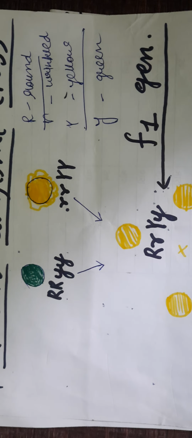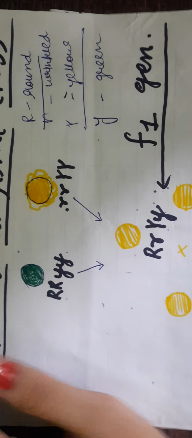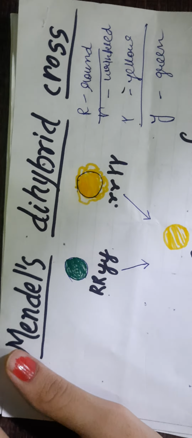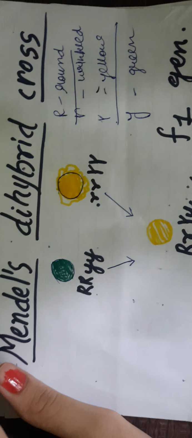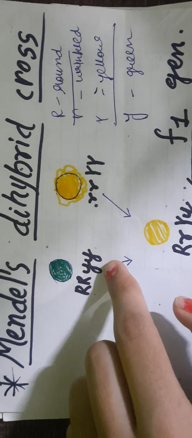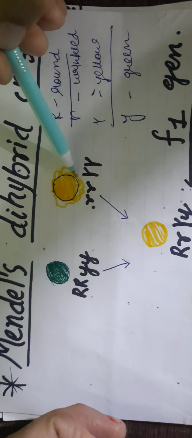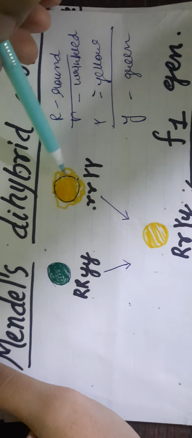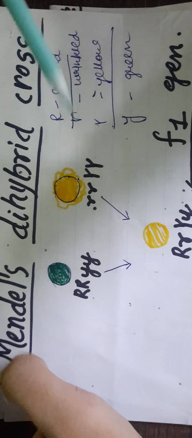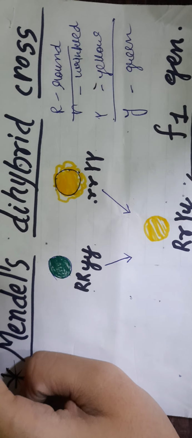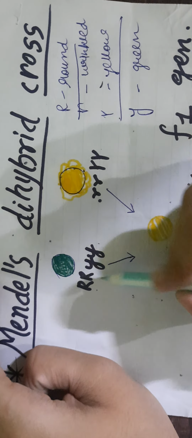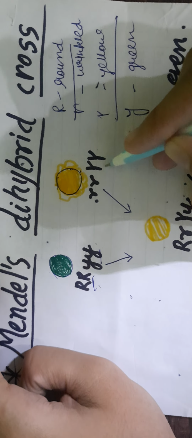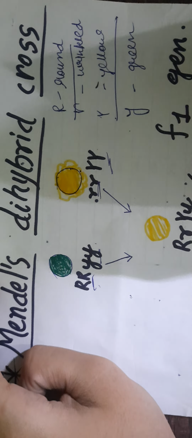So now let us move. Firstly, what Mendel did was he crossed a round green seed and a wrinkled yellow seed. Here both of them have one dominant and one recessive trait. Here the seed is round but it is green. Here the seed is yellow but it is wrinkled.